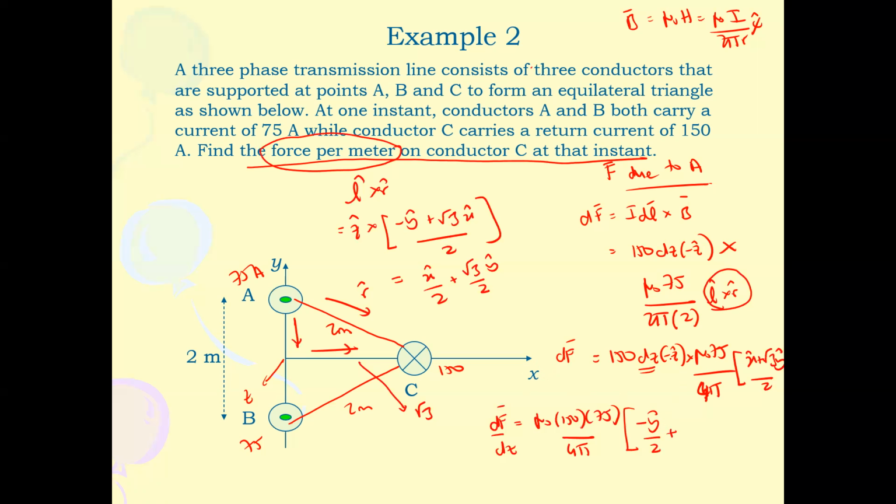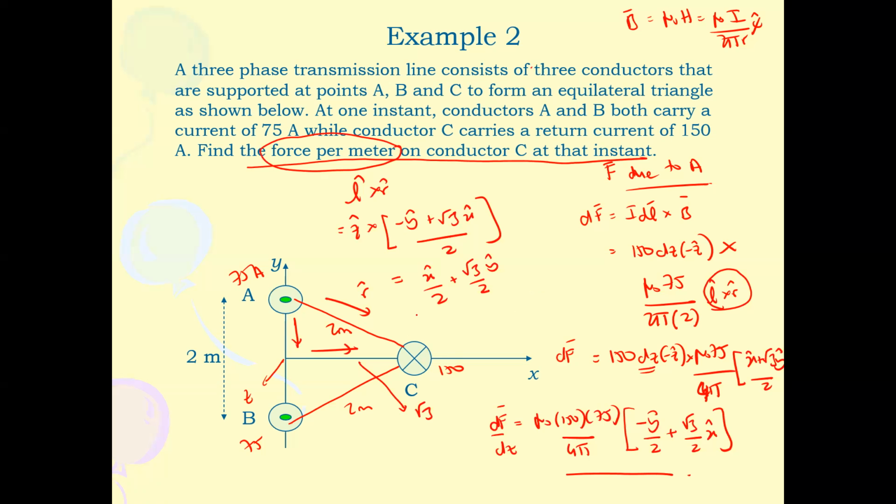Plus negative z cross root 3 y over 2. Sorry, negative z cross y gives positive x, so that gives root 3 divided by 2 in the direction of x. That should be the force experienced by conductor C due to conductor A.